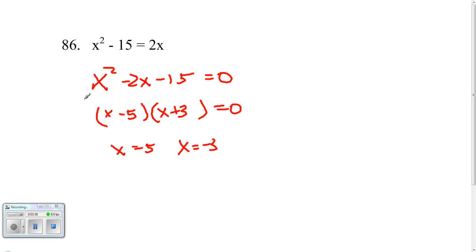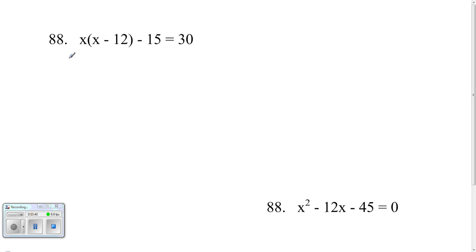So another problem that you have that's kind of like this is this one, number 88. Here you would multiply it all out first, and you have to get everything over to one side so that it's equal to 0 on this side. Okay, so we need to multiply this out. This will be x squared minus 12x minus 15 equals 30.